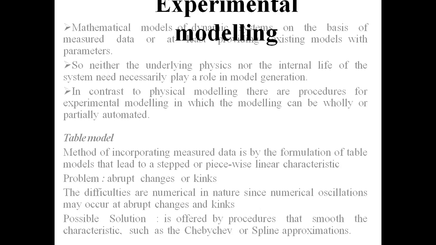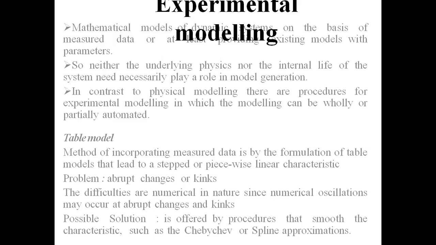And experimental modeling. In experimental modeling, the mathematical models of dynamic systems are built on the basis of measured data, or at least existing models are provided with parameters. So neither the underlying physics nor the internal life of the system necessarily plays a vital role in model generation. In contrast to physical modeling, there are procedures for experimental modeling in which the modeling can be wholly or partially automated.